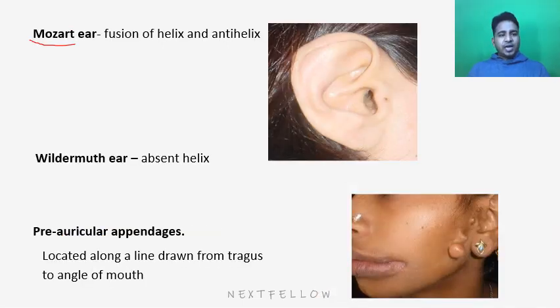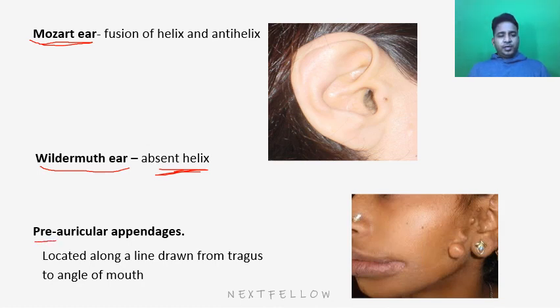Then comes Mozart ear. So in Mozart ear, what happened? There is fusion of the antihelix plus helix. Then the other term is Wildermuth ear. In Wildermuth ear there is an absent helix. These are some of the congenital, or we can say post-birth, abnormalities.